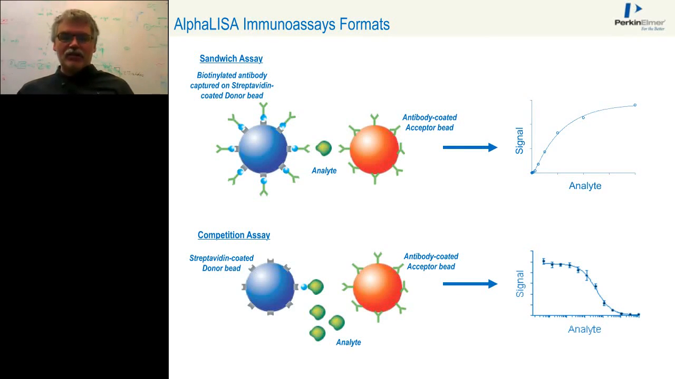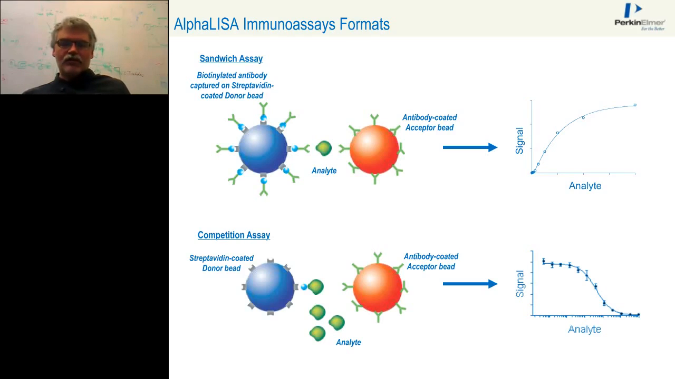Unfortunately, in some cases, you may want to detect a very small molecule. In that case, the molecule is too small for two antibodies to be able to bind it at the same time. So what you do is you have a labeled probe, which is analyte that can bind directly to the donor bead and is recognized by the acceptor bead. So if you have analyte in your sample, it will compete that interaction. So you have a signal decrease assay.